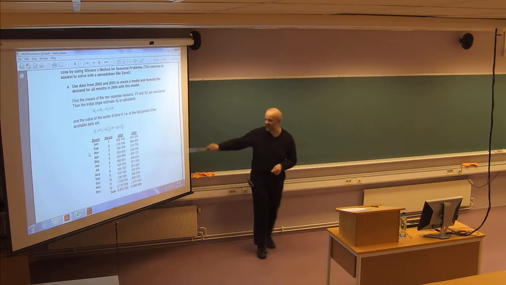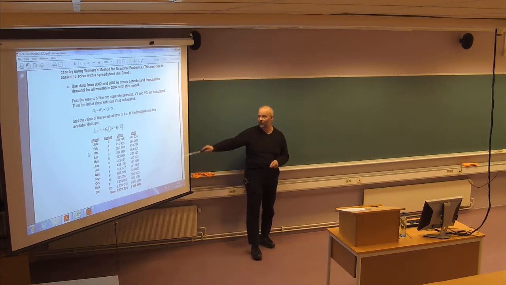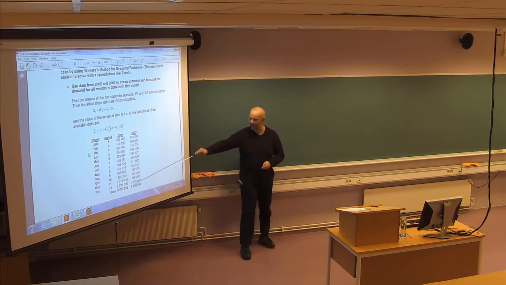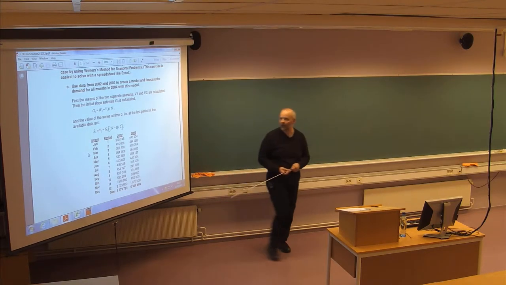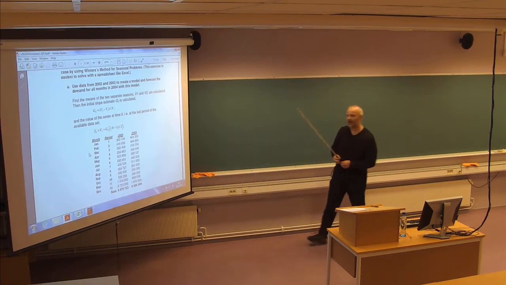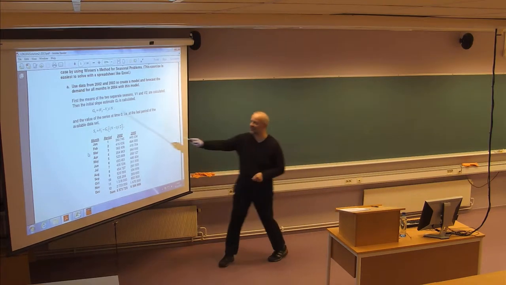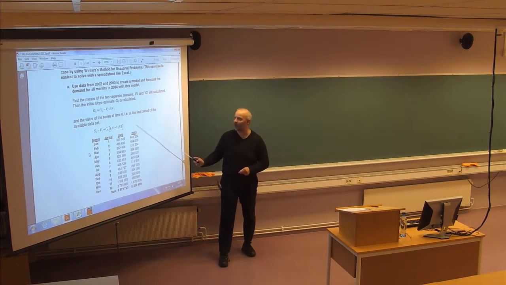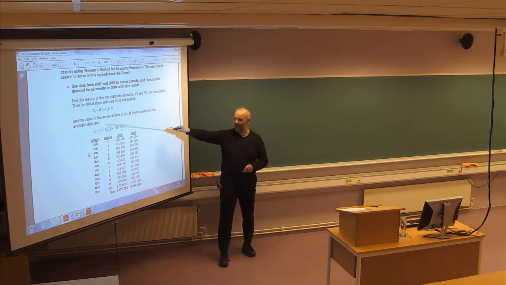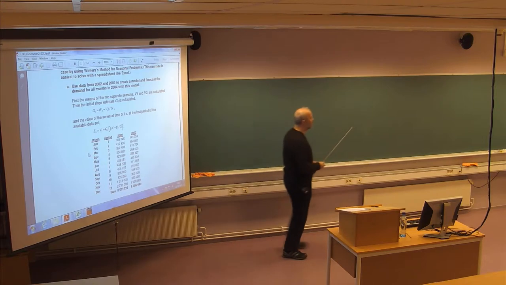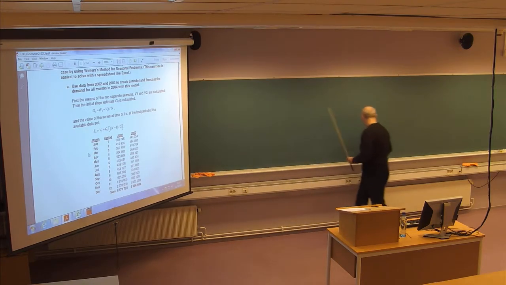And in this case, we can see that we actually have a negative trend because 2003 has a lower average than 2002. And when we know the initial slope, the G0 value, we can also find the initial value of the series at time zero, which is the end point of the line.